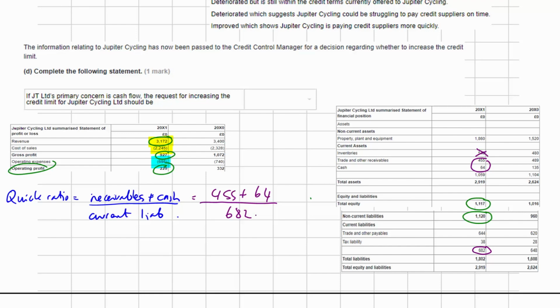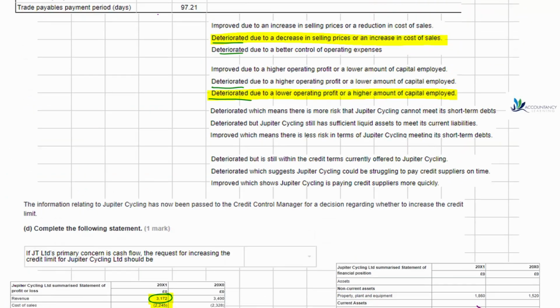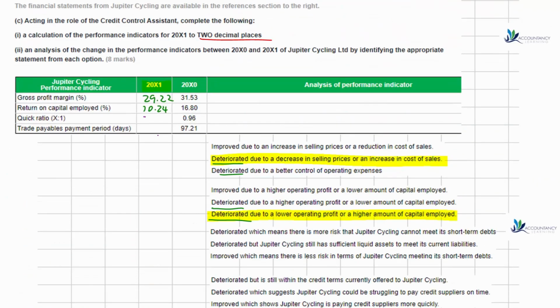So we're trying to identify how well can we pay off those current liabilities. So we've got the 455 plus 64 and divided by 682. So that gives us a quick ratio of 0.76. So we can pop that into our answer, 0.76. So we can see that it's got worse. We have fewer assets to be able to use to pay off our liabilities. So we can see that it's either the first or the second answer, but why?